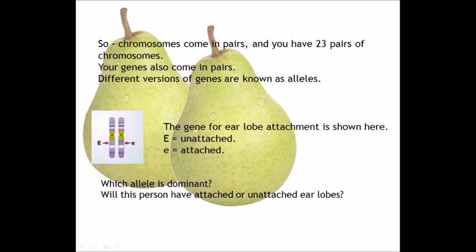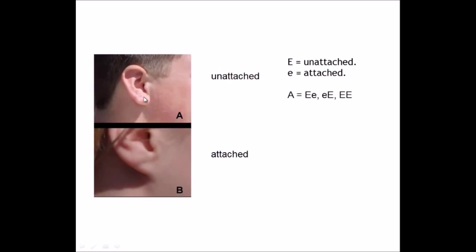And because alleles usually come in pairs, to have an attached ear, you need to have small e, small e. Now this diagram here shows us somebody with an unattached earlobe and somebody with an attached. Now this individual A could have the following genotypes. Essentially a genotype is the genetic makeup of an organism or an individual. And so for the earlobe attachment gene, he could have the following alleles: big E, small e, small e, big E, and big E, big E. Now, like I said before, if it's dominant, it only needs one of those alleles for it to be expressed, and hence you only need, in this case, one here or one here.